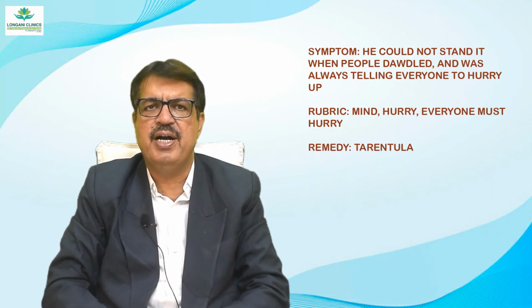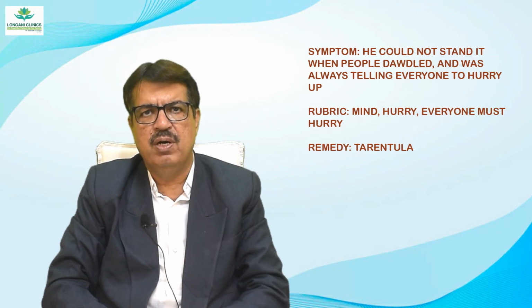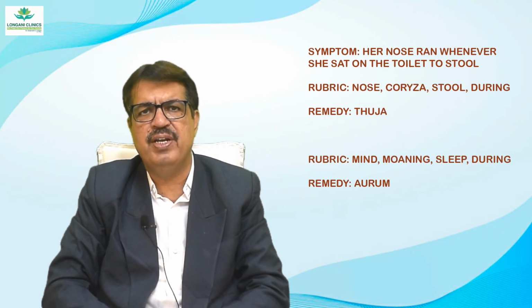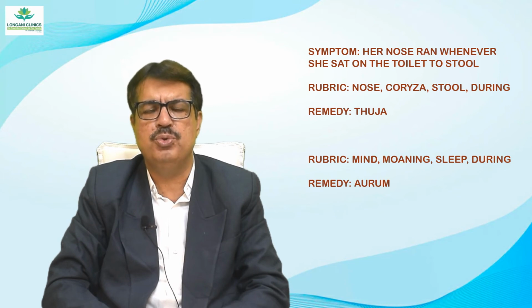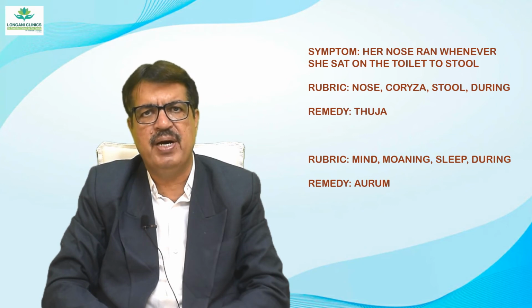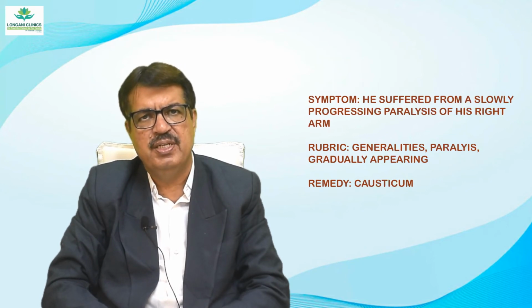He could not stand when people dawdled and was always telling everyone to hurry up. The rubric is mind, hurry, everyone must hurry. The remedy is Tarantula. Symptom: her nose ran whenever she sat on the toilet for the stool. The rubric is nose, coryza, stool during. The remedy is Thuja. Then comes the rubric mind, moaning, sleep during. The remedy is Aurum.